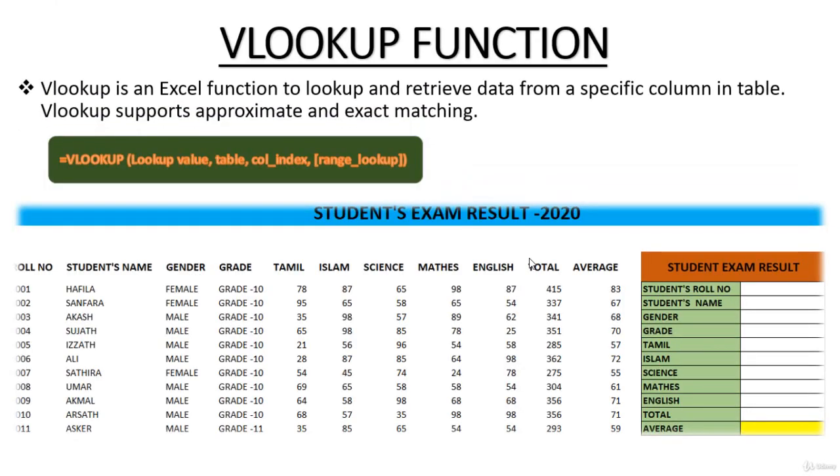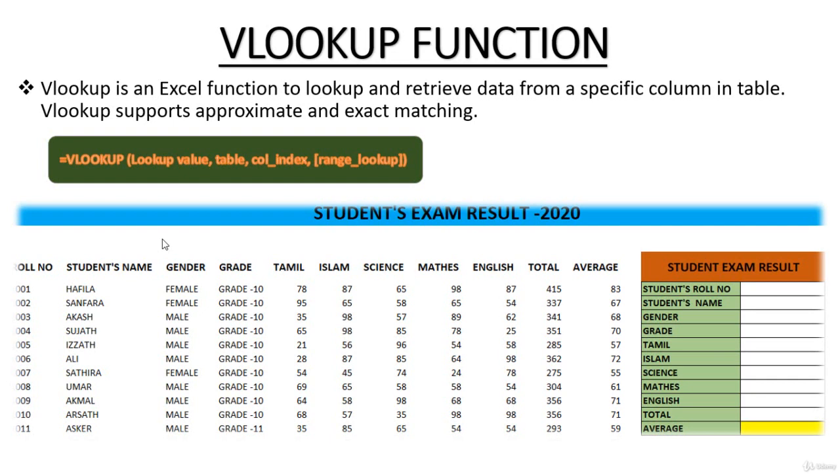The first part we are going to look at is what the VLOOKUP function is. VLOOKUP is an Excel function to look up and retrieve data from a specific column in a table. VLOOKUP supports approximate and exact matching. It means that if you want to retrieve or extract data from a particular table or range, you can use the VLOOKUP function in Excel.